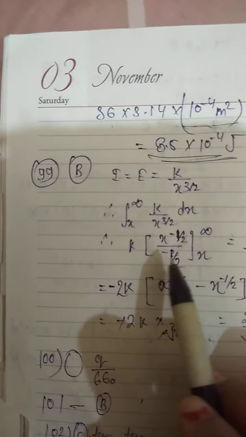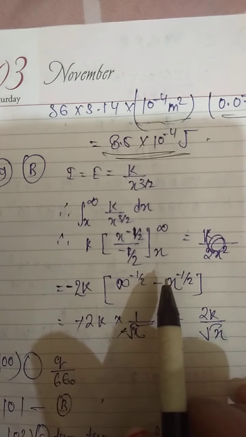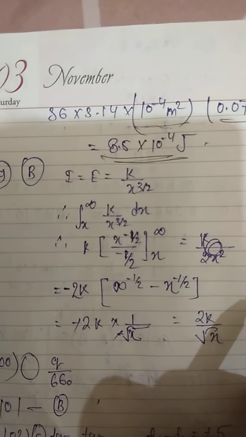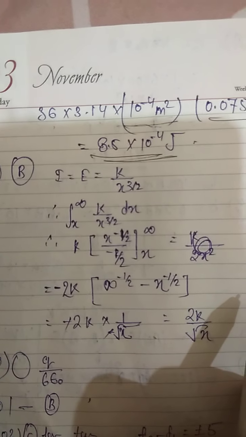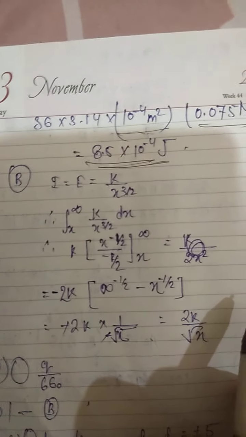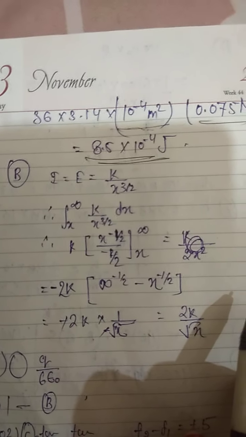Now come towards question number 99. What has been asked? The gravitational field due to a mass distribution is given by E is equal to kx to the power minus 3 by 2 in x direction, where k is a positive constant. Taking gravitational potential to be 0 at infinity, its value at a distance x is.